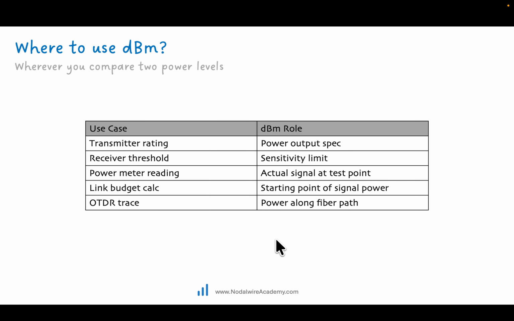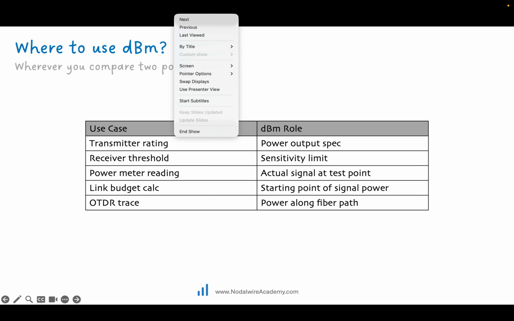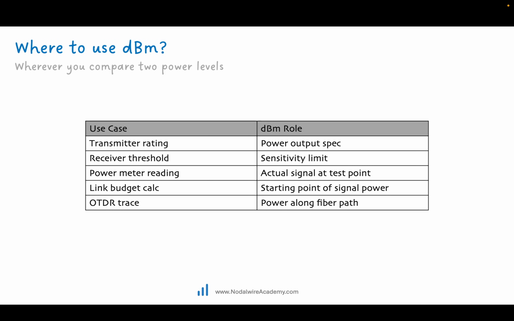So where we are using the dBm: whenever you are measuring the transmitter power rating or the receiver threshold, which we call receiver sensitivity, we use a power meter or OTDR trace. In those cases, we use decibel per milliwatt.